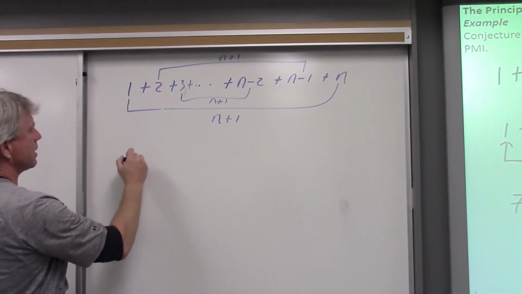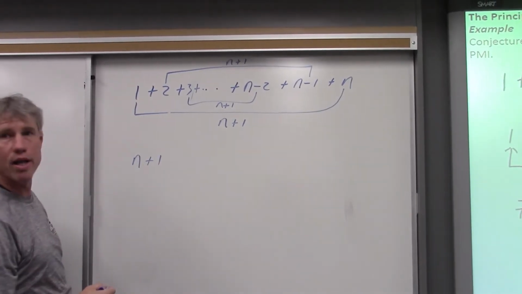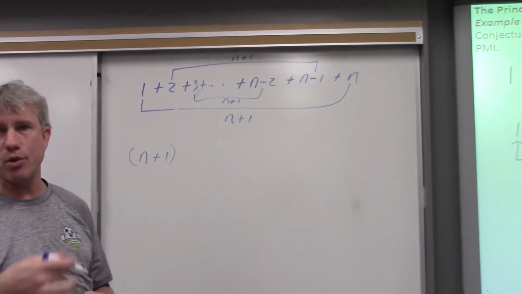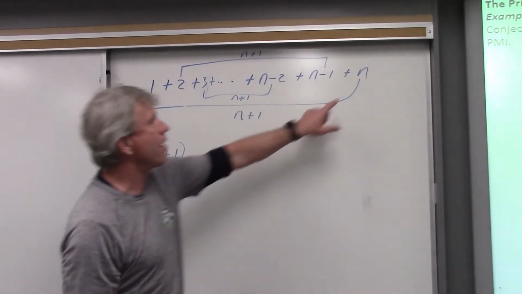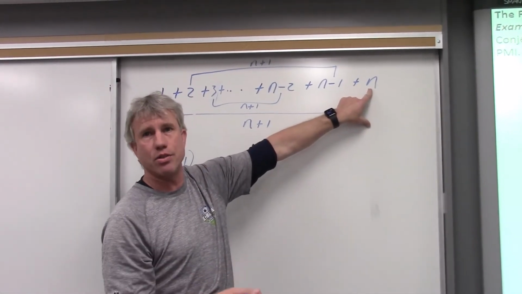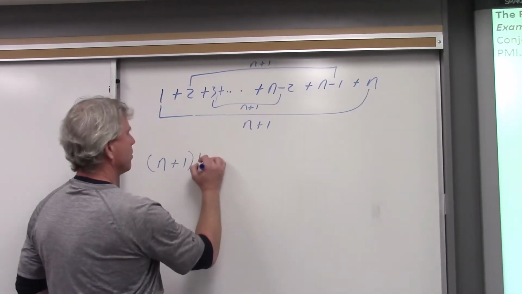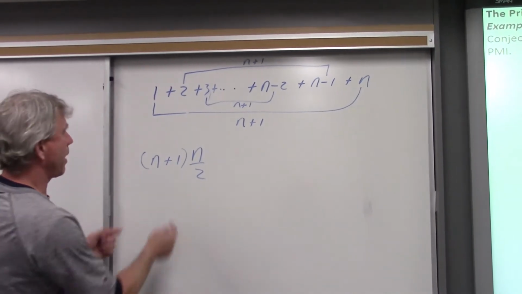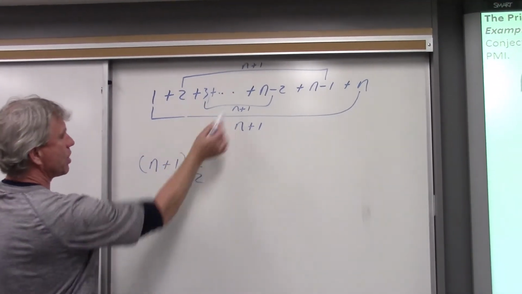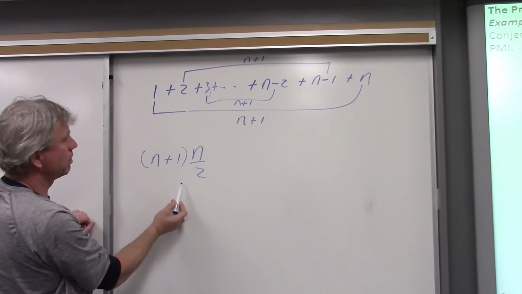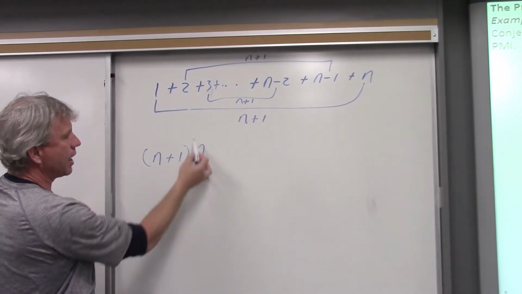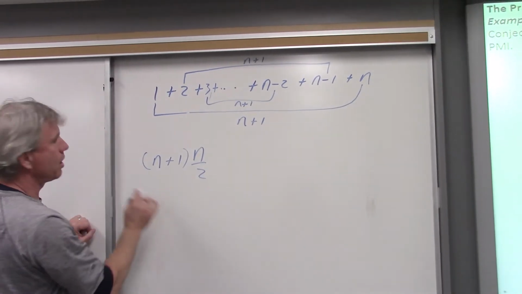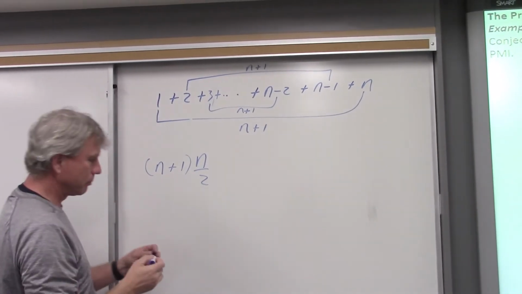So I can see that the sums I get are n plus 1s, and then I have to ask the question, how many pairs of those will I get? Well, I have n total integers in the summation divided by the 2 integers it takes to make a pair, and I'm going to conjecture that my sum adds up to n plus 1 times n divided by 2, where n divided by 2 gives me how many pairs of n plus 1s I get.